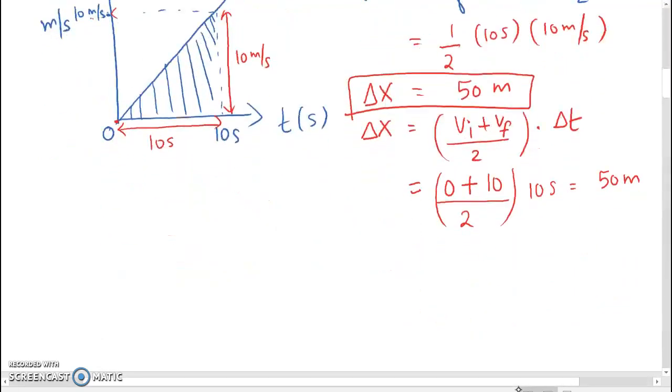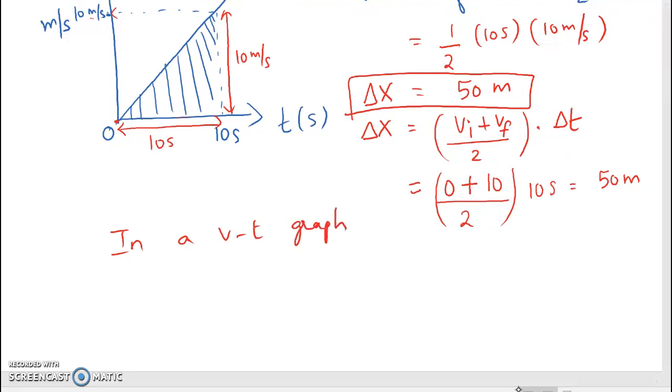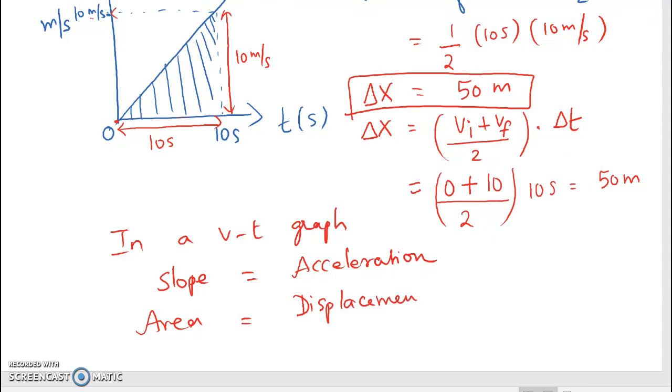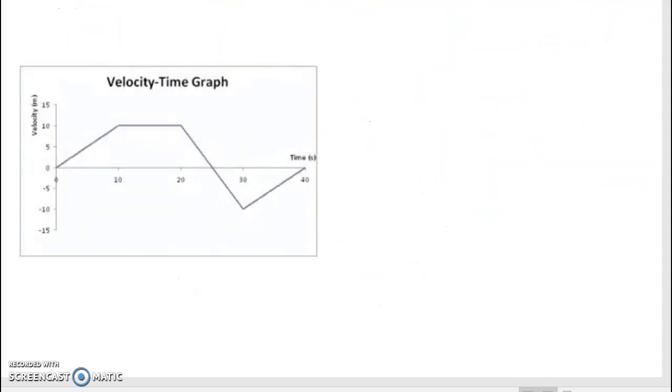So to summarize, in a velocity time graph, slope is acceleration, and the area is the displacement. Let us do a couple of questions on this velocity time graph to see if we understood the concepts.